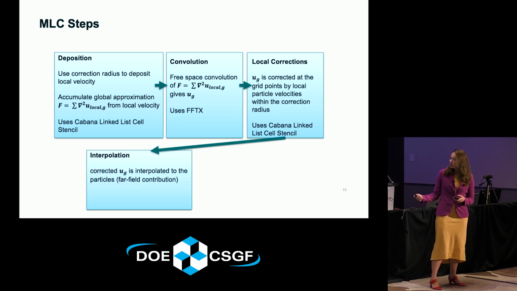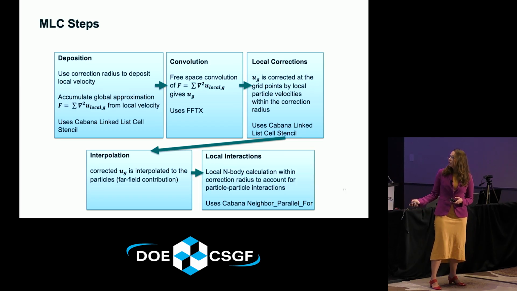Once we have the far field contribution, we interpolate this velocity back to the particles. And finally, we do a local interaction step where we account for particle-particle interactions. In Cabana, there is directly a neighbor parallel for that can do these local n-body calculations. But for situations like the deposition and local correction step, where we have this interaction between the grid and the particle, I wrote my own for loops based on the linked list cell stencil to enable this.